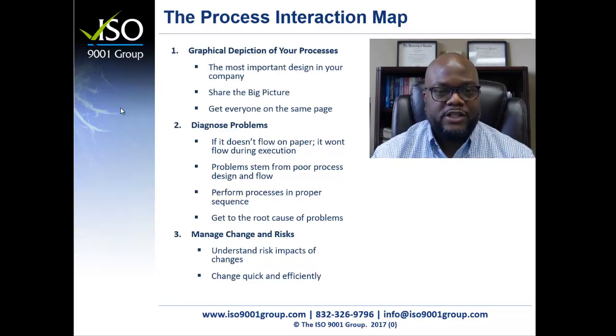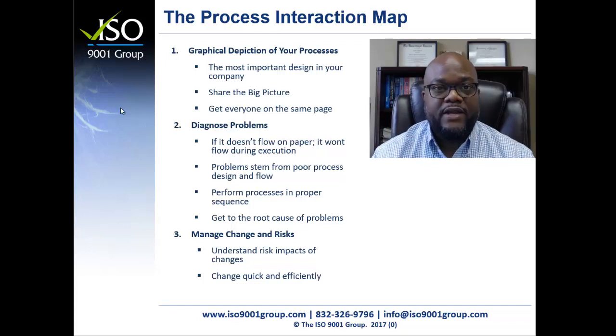So the process interaction map gives the organization the ability to share the big picture with all employees. Now, that's one thing that I often hear, management states that employees are not aware of the big picture. Well, share the big picture. So the process interaction map is a really good way to do that in a graphical way. It's another good way to get everybody in your organization on the same page.